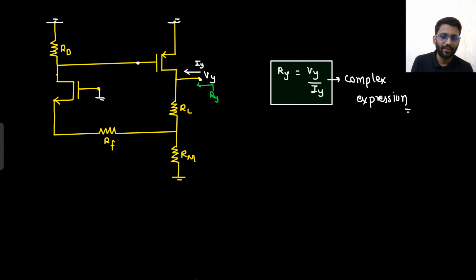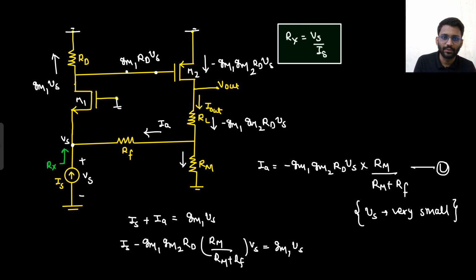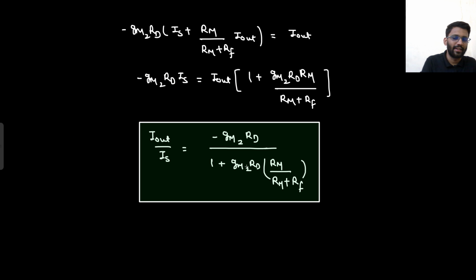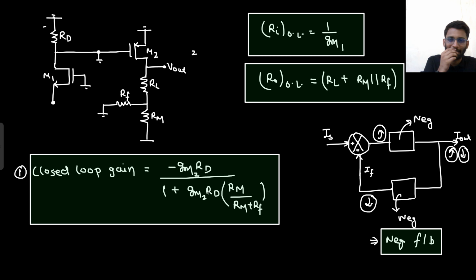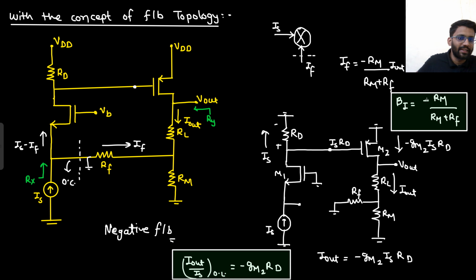It is the same as the previous one that we got. That was also minus gm2 rd upon 1 plus gm2 rd Rm upon Rm plus Rf. What is the assumption here? There is an assumption here. When we were finding this value, there was an assumption. What was the assumption? We took, what did we do?